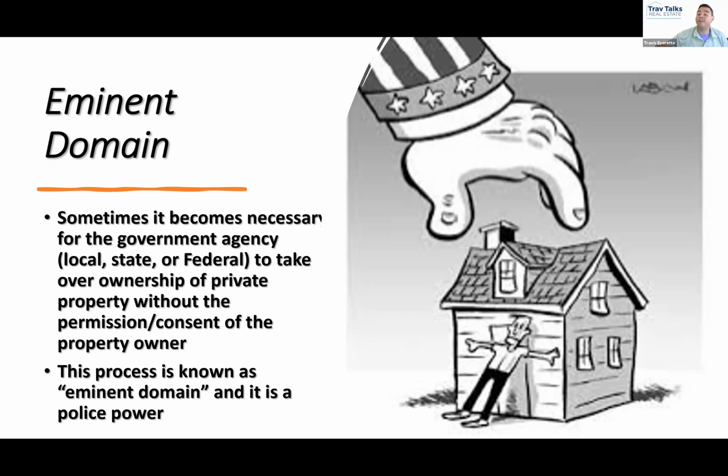But guess who does have the ability, the authority through this police power to come in and force an owner to sell their property? The government can. Big brother. That process is called eminent domain. Eminent domain is the name of the process for a government agency to take over ownership of the property.